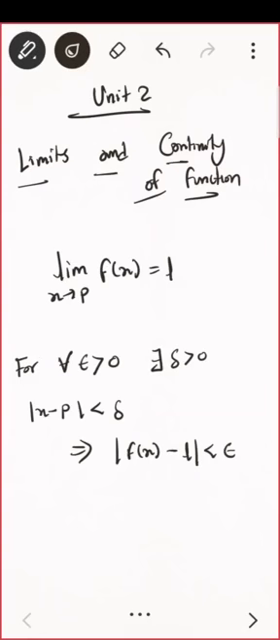I already told you, in mathematics if you want to prove two things are equal, then what should you do? You should prove that their subtraction is less than any real number, any epsilon. If you are able to prove this, that means these two are approximately equal. So the meaning of limit is also the same, right? That means when x is going towards p, this is almost equal to L, correct?